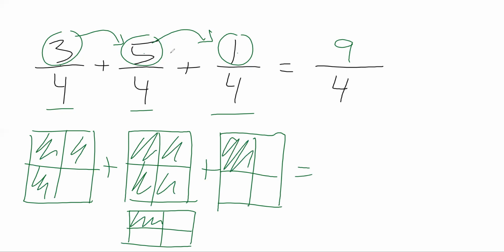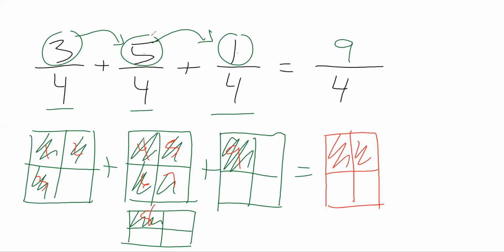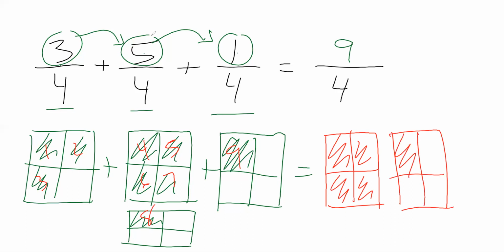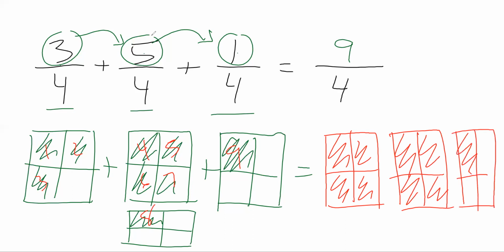If we counted up all the fourths that we have, 1, 2, 3, 4, 5, 6, 7, 8, 9. Now we have to put all that together. So I have 9 fourths. Here's 1, 2, 3, 4, 5, 6, 7, 8, 9. Now this answer is interesting because if you look at this, this is 1 whole, and this is 1 whole, and then this is 1/4.